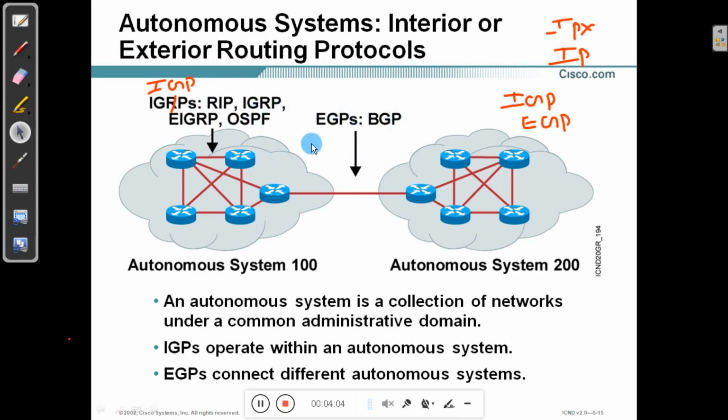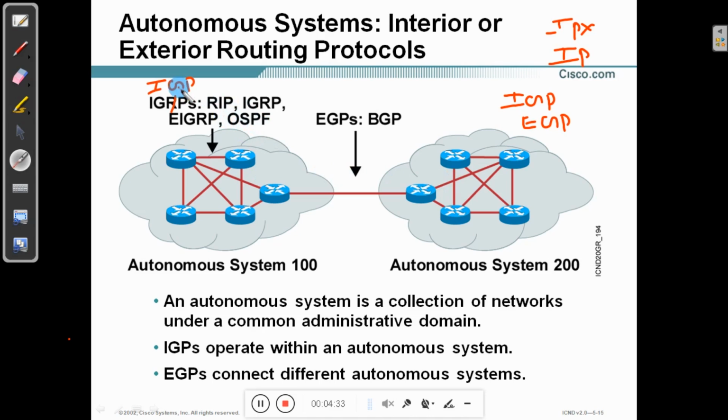The protocol which connects 2 autonomous systems is called Exterior Gateway Protocol, and the example is Border Gateway Protocol. This is also called a Path Vector Protocol. So this is the difference between Interior Gateway Protocol and Exterior Gateway Protocol. In today's session we will discuss Open Shortest Path First, which is an IGP.